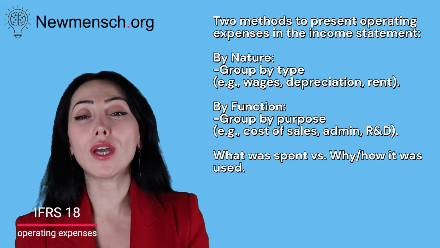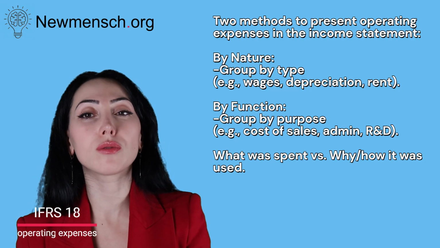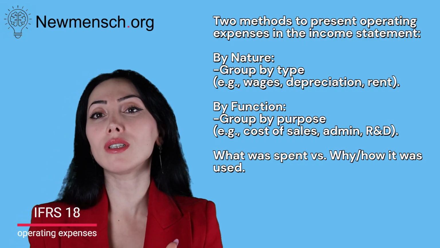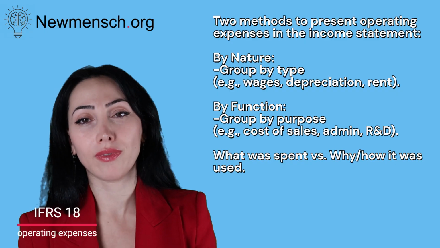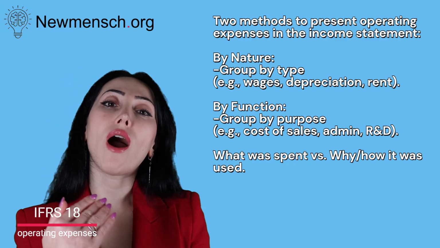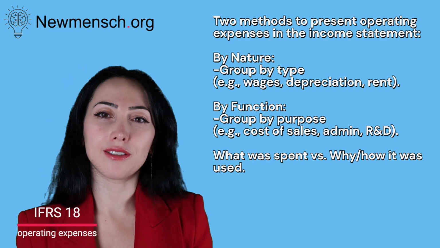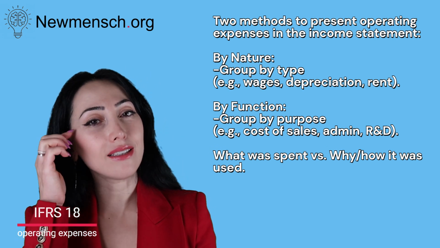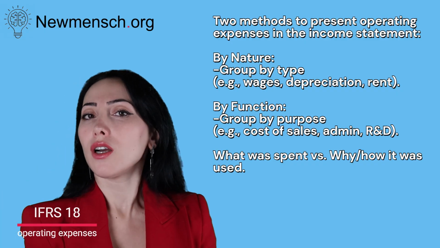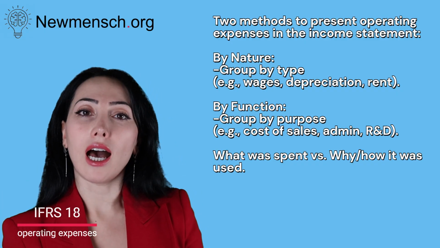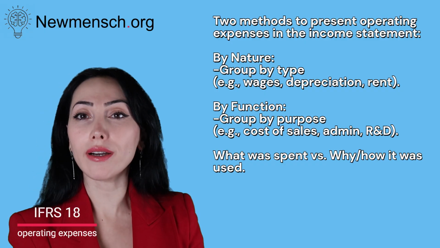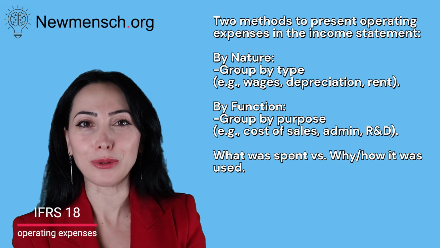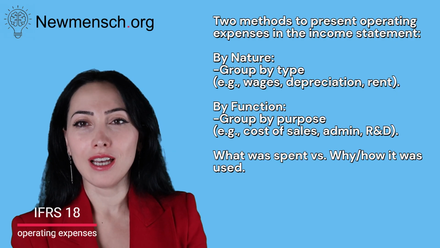The second approach is to present costs by function. Functional presentation, on the other hand, doesn't look at the substance of the expense, it looks at why these costs were incurred in the first place, so which functions they served. This kind of presentation would be cost of sales, administrative, distribution costs, marketing costs, research and development costs, and so on. So you got the difference.